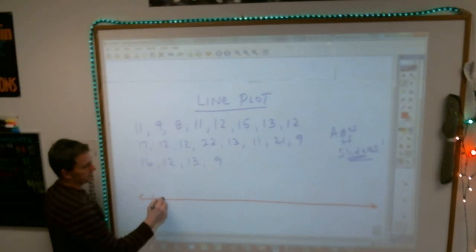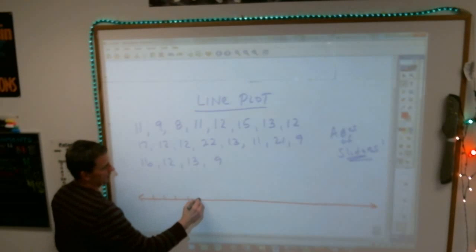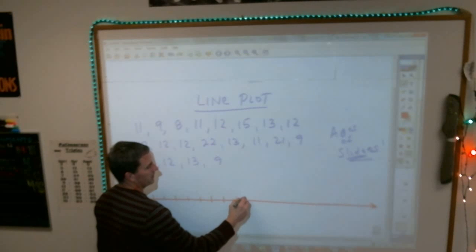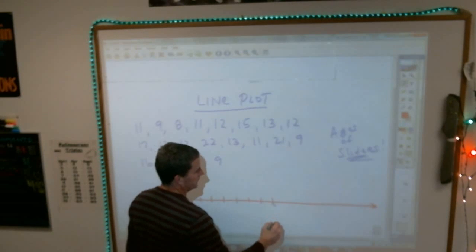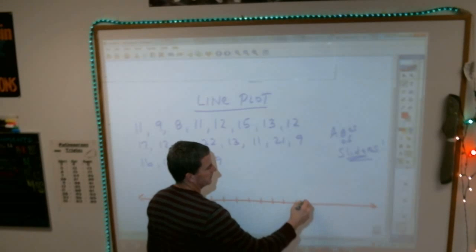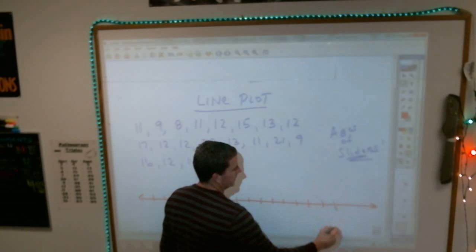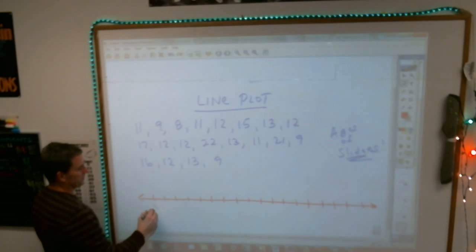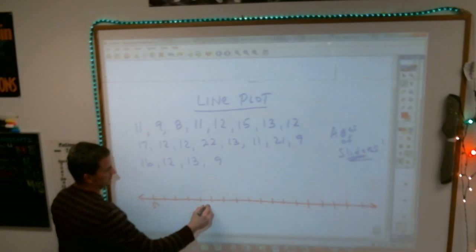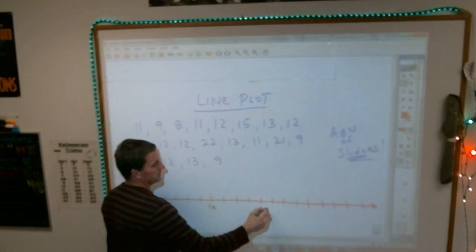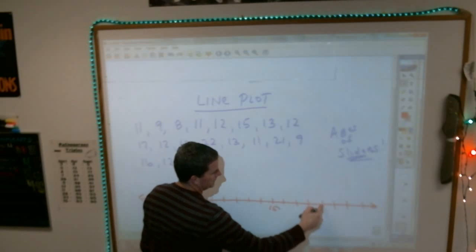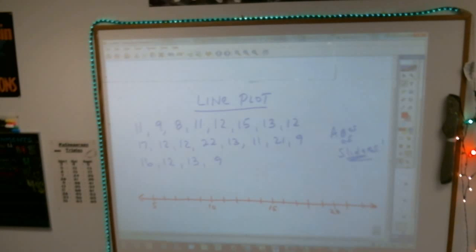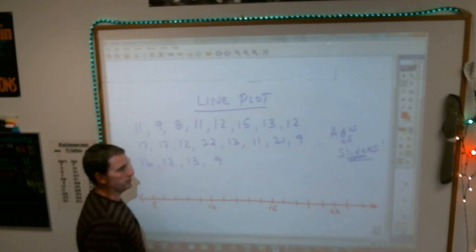You know, 5, 6, 7, 8, 9, 10, 11, 12, 13, 14, 15, 16, 17, 18, 19, 20, 21, 22. And you probably want to put some numbers down here, because you don't want to have to count every time. So now I've got my number line that has all of these numbers in it.